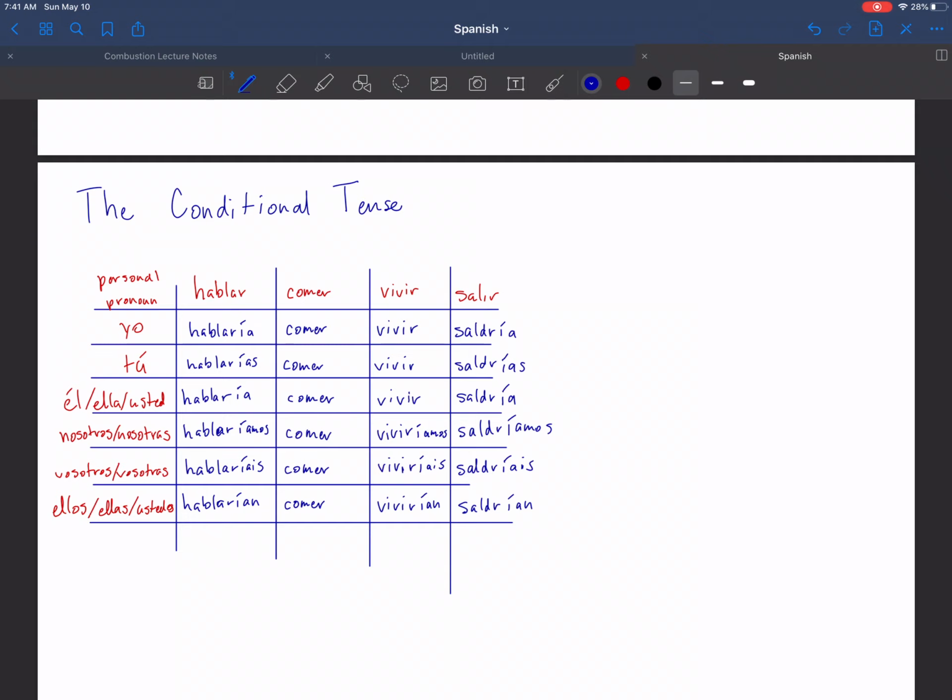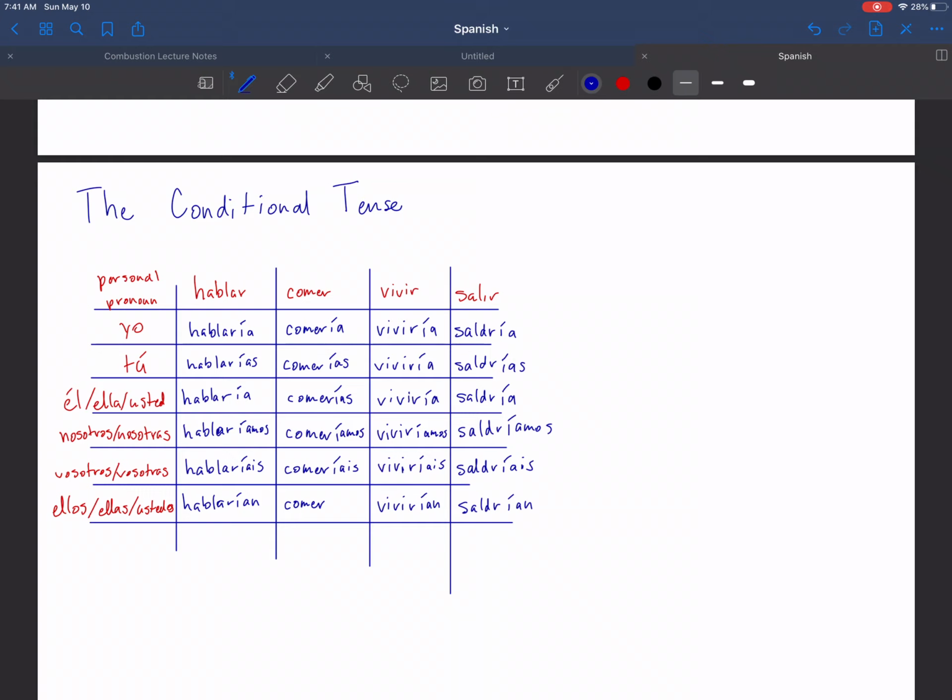But there's one thing I want to point out here that we have to be very careful of. If you see the first person and the third person, they look awfully alike. You're going to see that they're actually exactly the same. That means that a lot of the time there's going to be context needed to figure out if you're talking about I would do something, or he or she or it would do something, or you proper would do something, right? At times you could say yo hablaría. That would make it instantly clear, right?